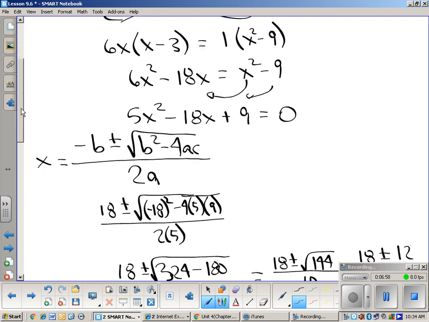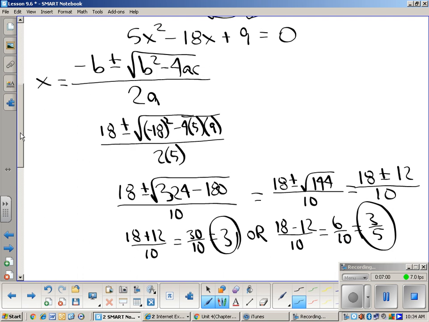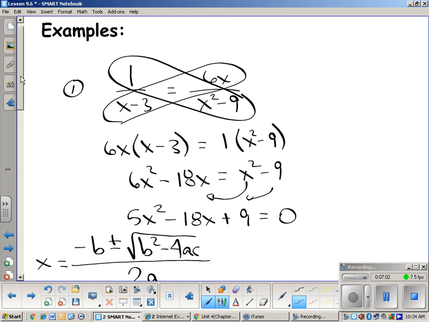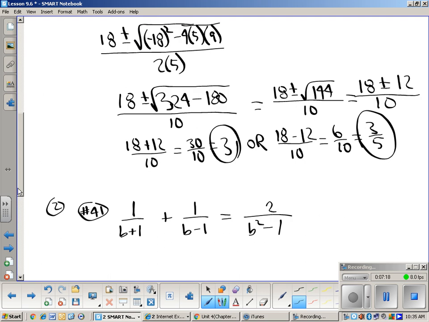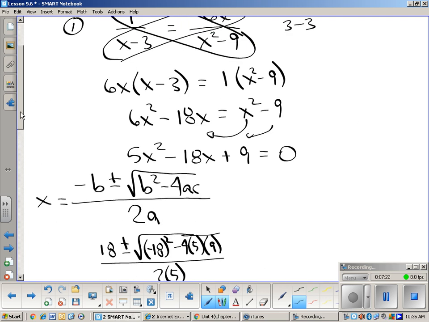And let's do that. If we put 3 in there, what's 1 over 3 minus 3? What is it? Nothing, because you can't divide by 0, so 3 doesn't work, does it? Okay, so let's try 3/5.